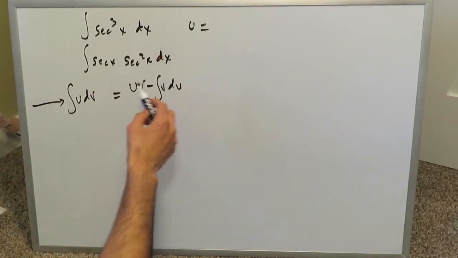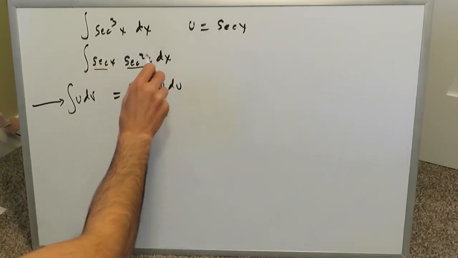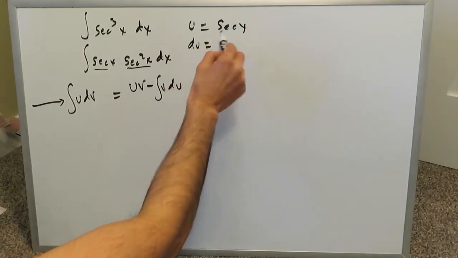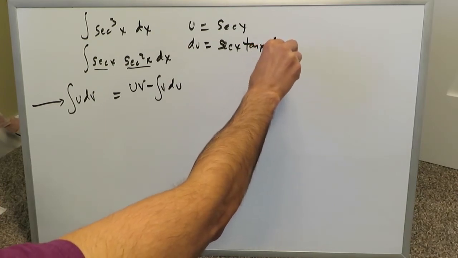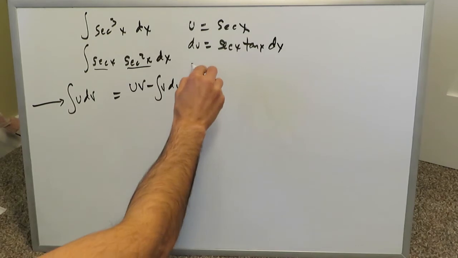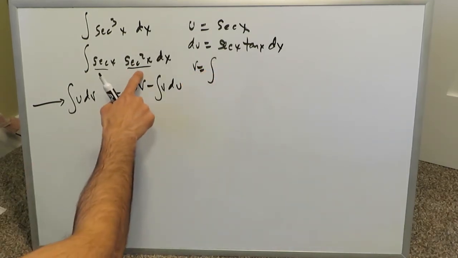If u is equal to, I'll use secant x, because these are the only items I have available and the only items I can use. If u is equal to secant x, du must equal secant x tan x dx, right? The derivative of secant x is what I've shown you over here. V must be equal to the antiderivative of that which remains, which is secant square x dx.